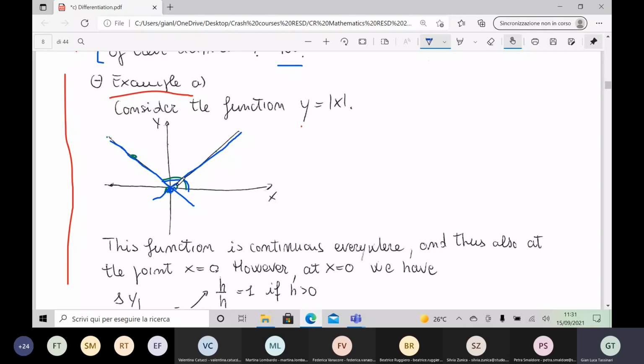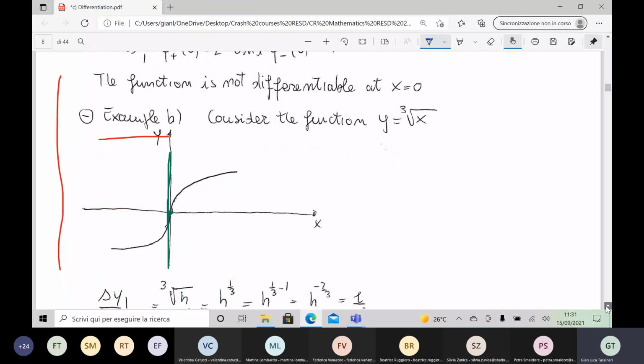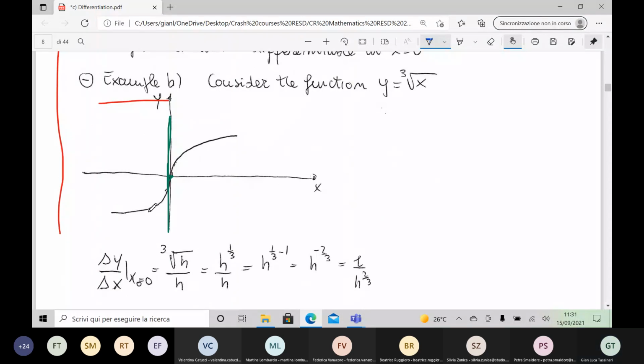I want to show other cases of continuous functions which are not differentiable. Suppose you have a function like this. This is continuous everywhere. Is this function continuous? We plotted it yesterday, guys. Well, it's not differentiable everywhere. Why?